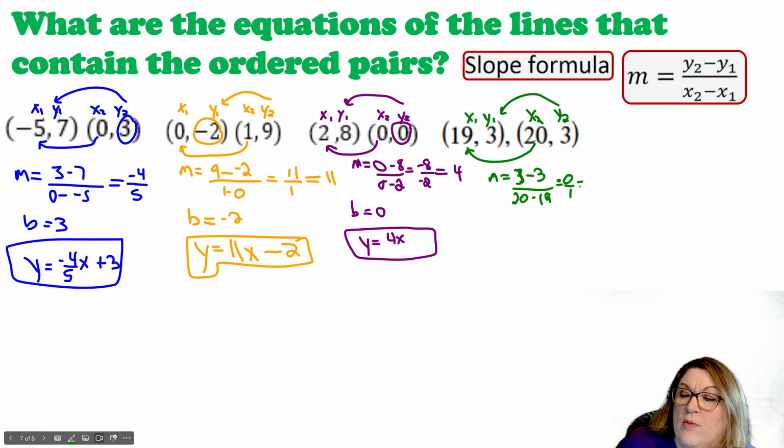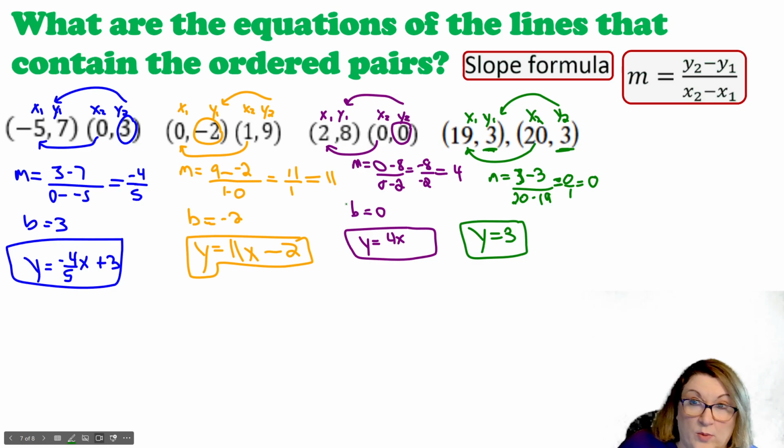And 0 divided by 1 in my calculator gives me a slope of 0. This is a HOI. When you have a slope of 0, that's a horizontal line. And as you can see, my 3's are the same. Every time you have a horizontal line, your y values will be the same. And that is your b. And that is also your equation, y equals 3, because every point on that line has 3 in the y position.